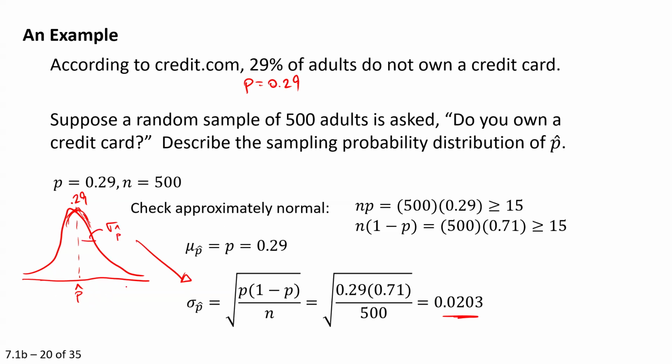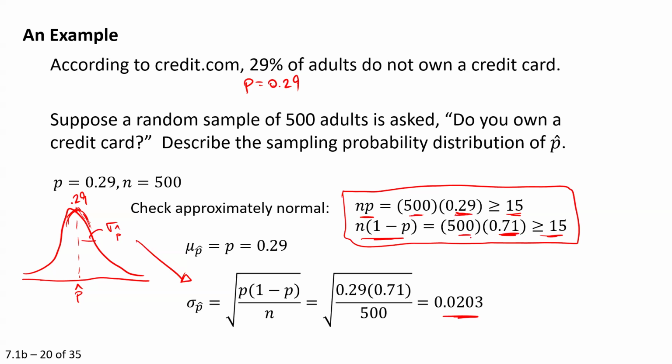Oh, and before I do this, I have to check that we can use a normal distribution here. So I have to check these things here. This has to be greater than or equal to 15, and this has to be greater than or equal to 15 right here. Well, n is 500, and p is here, and this is 1 minus p here. So the fact that n is 500 means we're going to get something easily above 15 both times. So this means we can use a normal distribution. And that's all the stuff we've got going on to the left here.